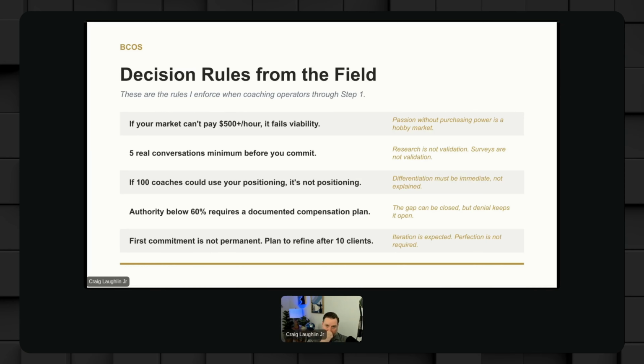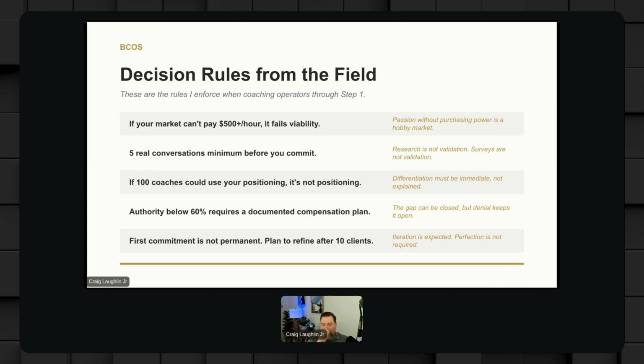And rule 5, this is the one that frees people. Your first commitment is not permanent. We're not permanently tattooing this on your forehead. You make the best decision with the evidence you have, and you plan to refine after 10 clients. Iteration is expected. Perfection is not requested.